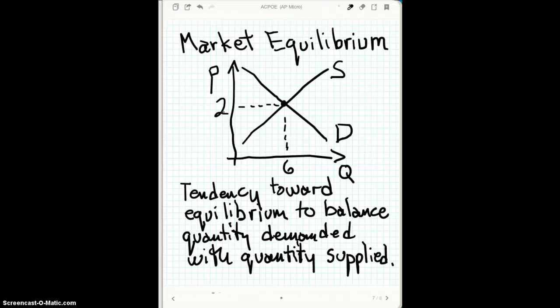For market equilibrium, we can think of that as a tendency, like a buoy in the ocean. It's never perpendicular to the waves, let's say, because of the action of the waves. But there is a tendency, assuming a perfectly calm sea, for that buoy to be perpendicular to the level of the water. Similarly, or metaphorically, there's a tendency toward equilibrium to balance the quantity demanded with the quantity supplied.